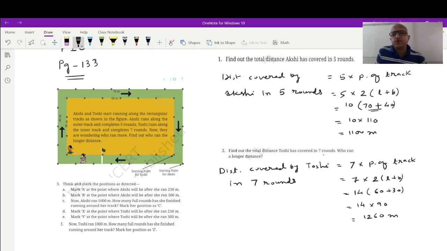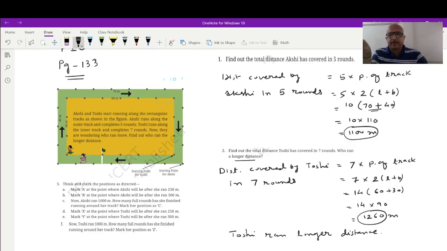Now, who ran the longer distance? Here it is 1100 and here it is 1260. So that means Toshi ran the longer distance. I hope this is clear. Here we are considering perimeter as the child is running around a track, right? So we need to consider perimeter, not the area. Okay, now we'll go for question 3.